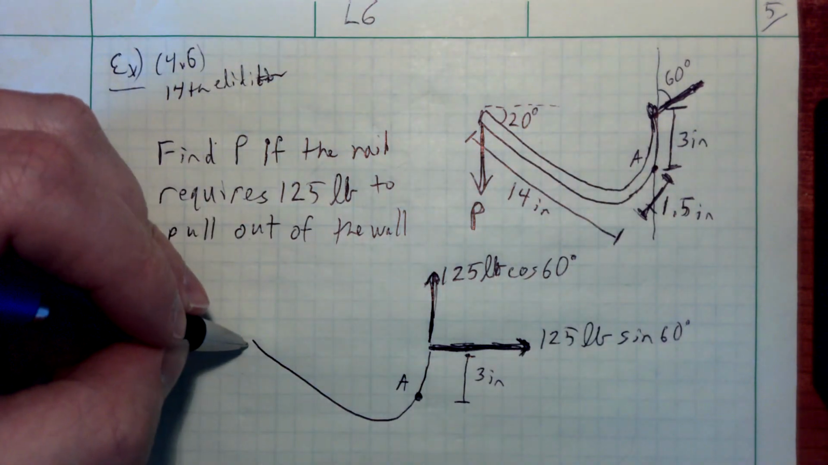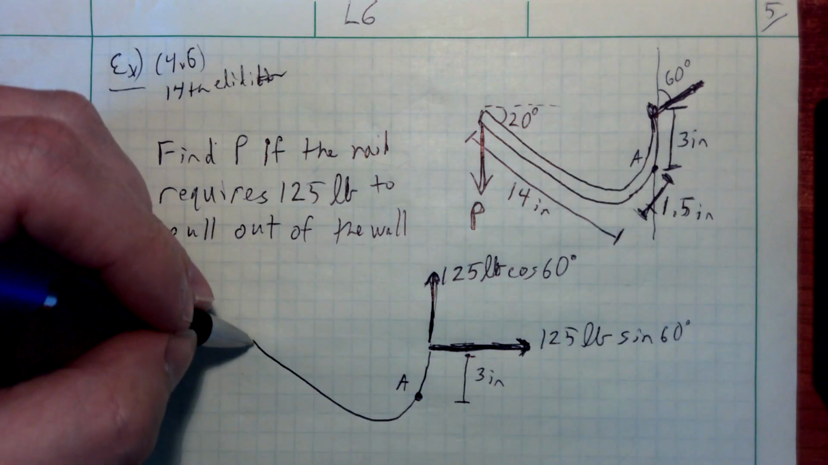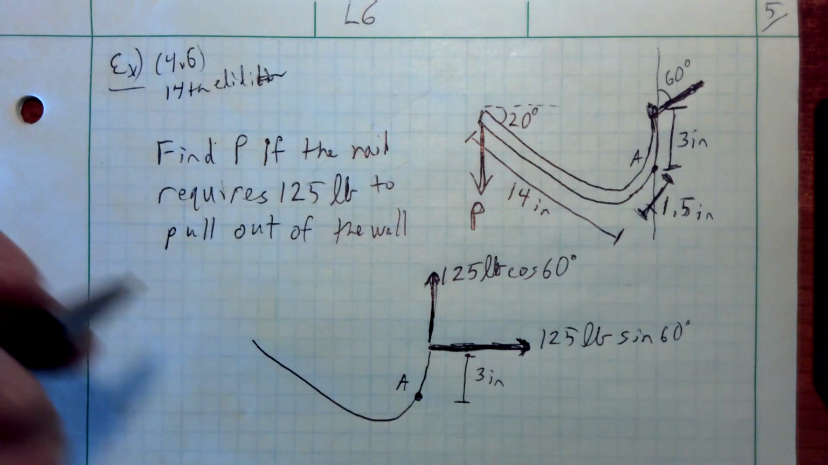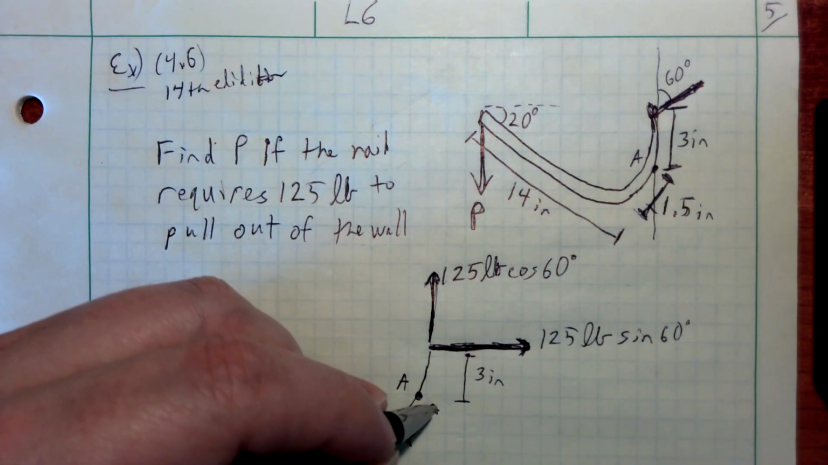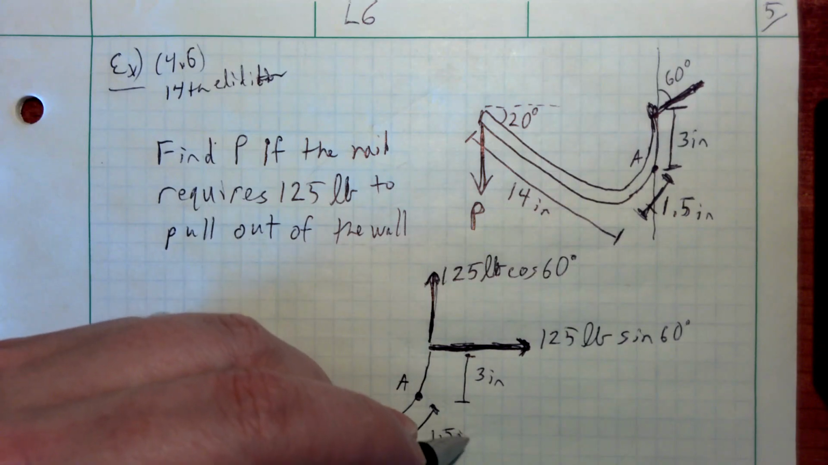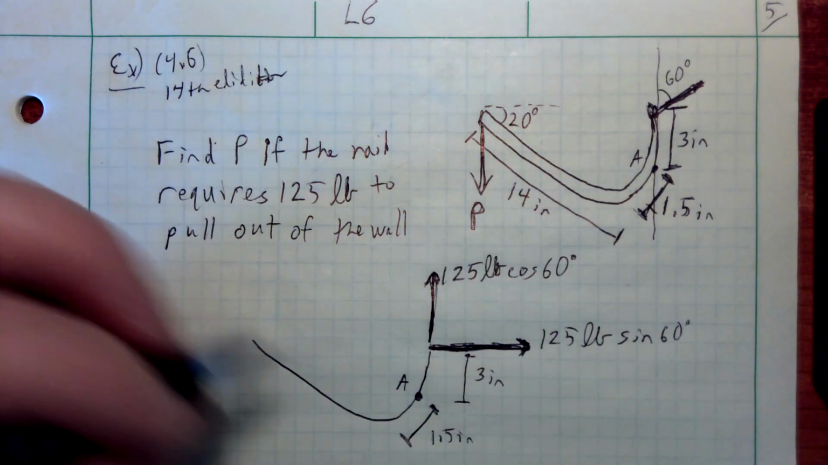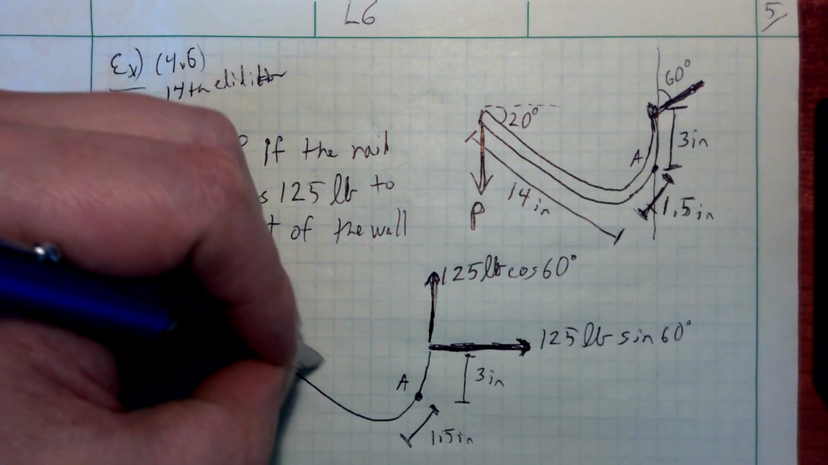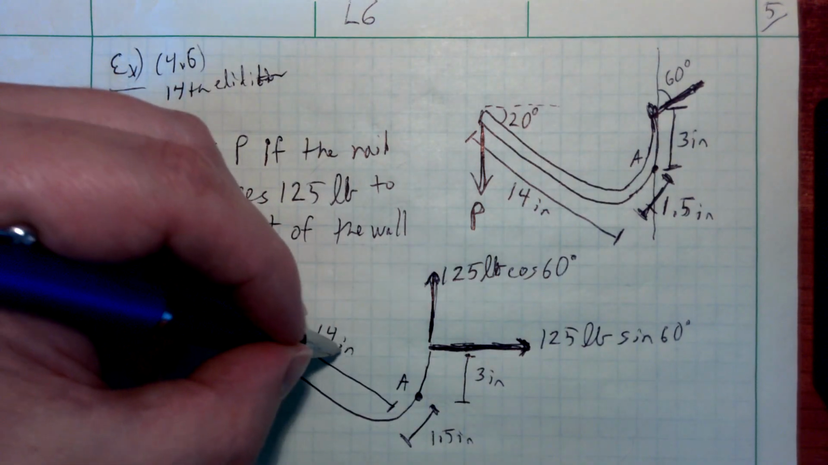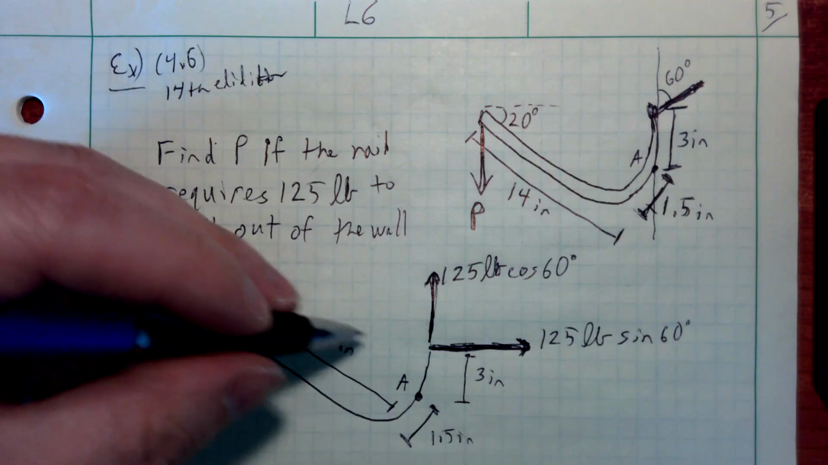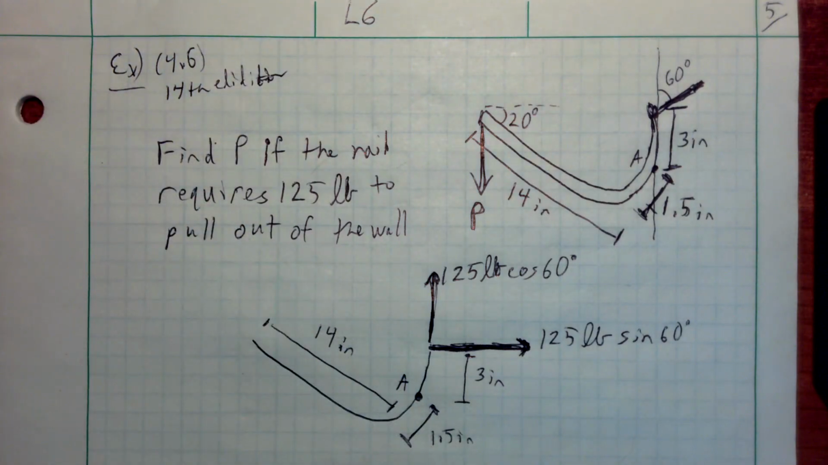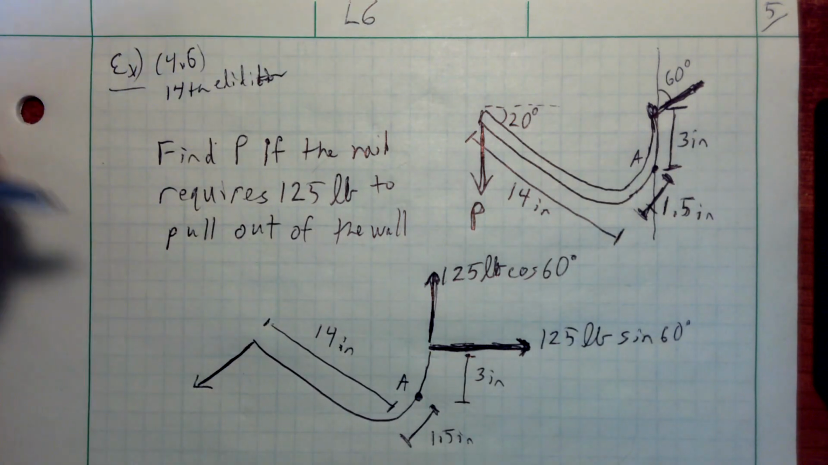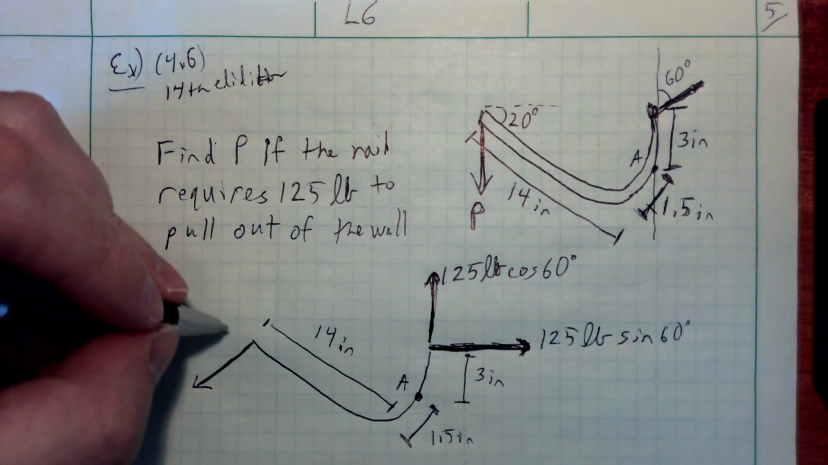And then I've got force P being applied out here. Now, do I want to resolve this force P into X and Y components? I could, but look how the geometry is being described. I know 1.5 inches here, basically perpendicular to the handle, and parallel to the handle, I have 14 inches. So if I describe this as X and Y, then I'm also going to have to describe these two distances in X and Y. But what I can do is describe this as the component that is perpendicular to the handle, and the component that is parallel to the handle.